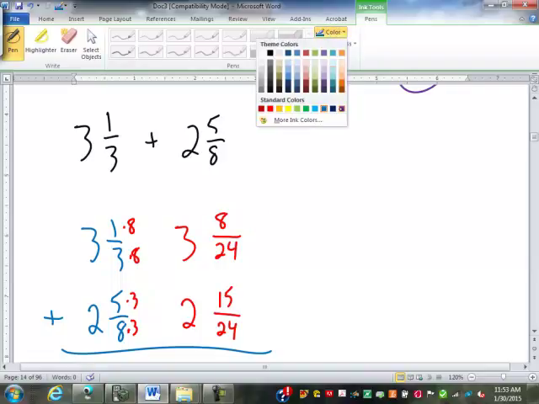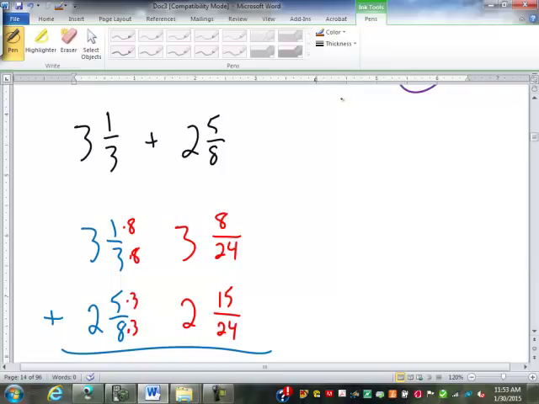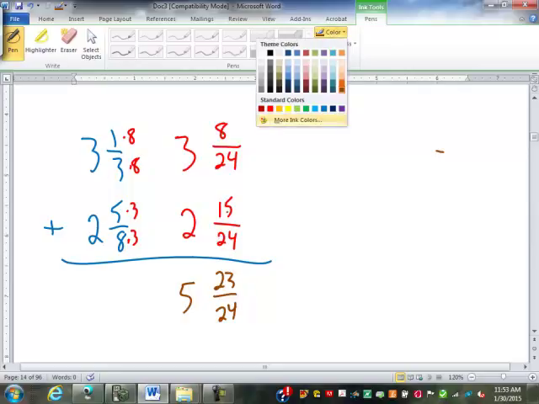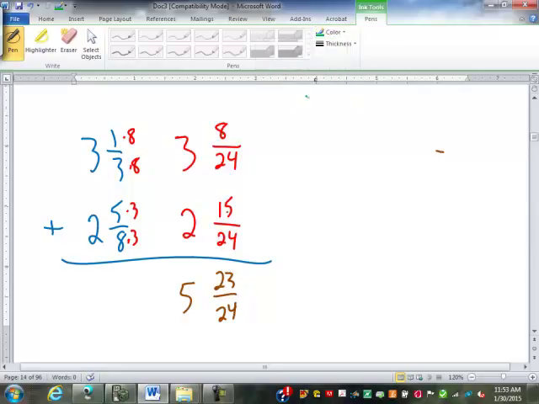Now you'll notice I lined up those fractions at the end just like they're the last digit of the number. Because really that's all they are, is the last digit of the number. 8 plus 15 is 23, so that is 23 24ths. 3 plus 2 is 5. It's not always that simple. Sometimes we have to deal with some other things in there.